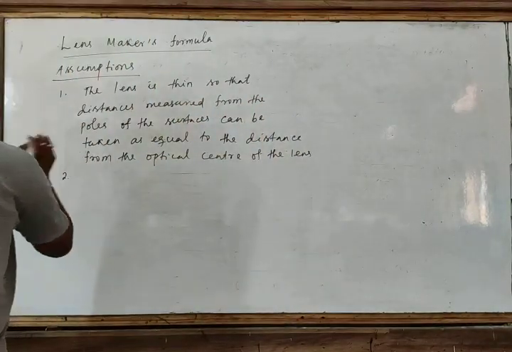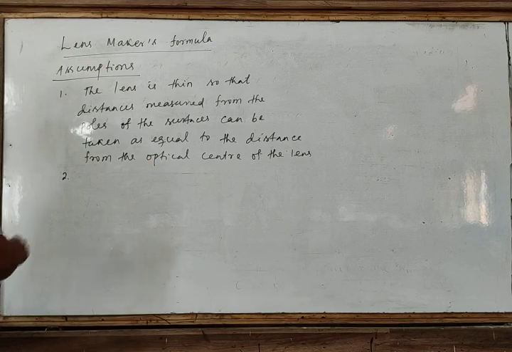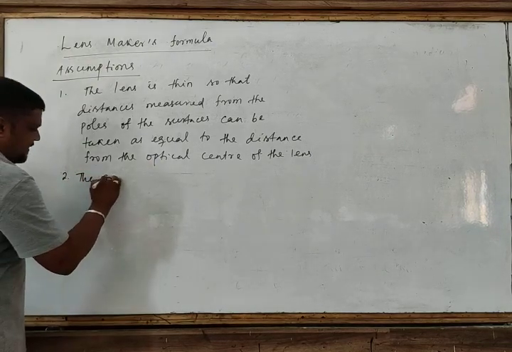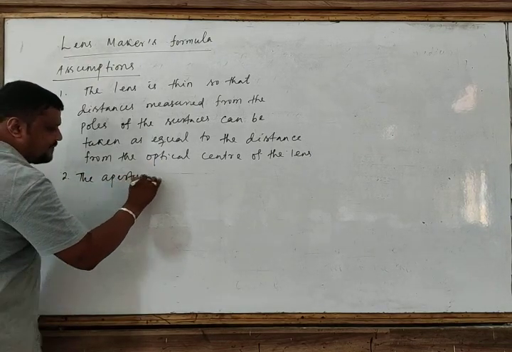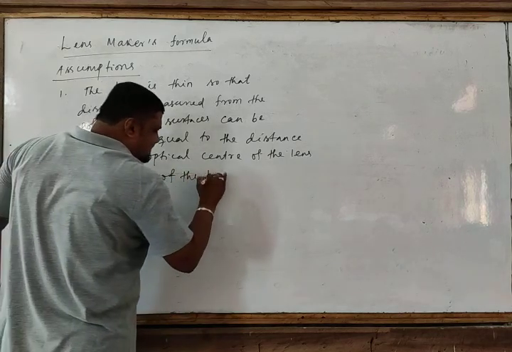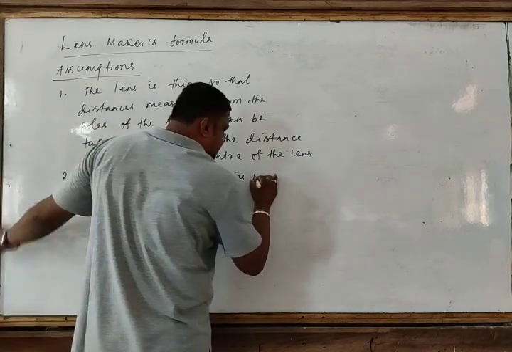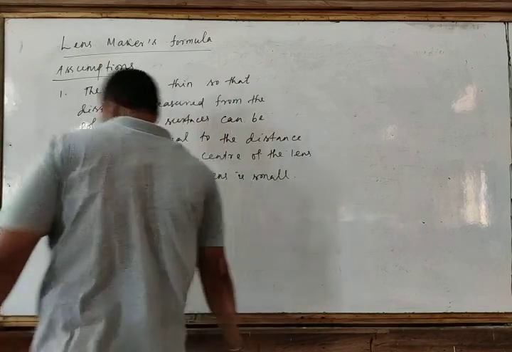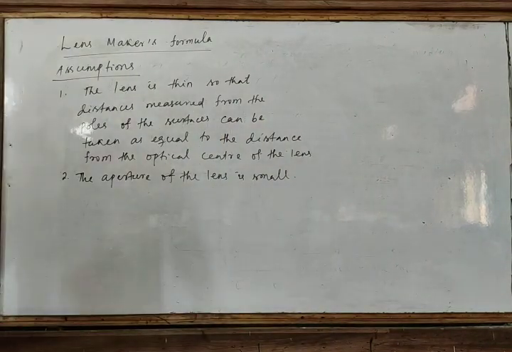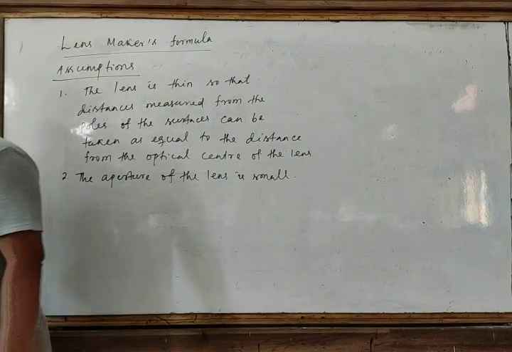Next, the second assumption is that the aperture of the lens is small. That is most important. What is the aperture? The aperture of the lens means the portion of the lens.